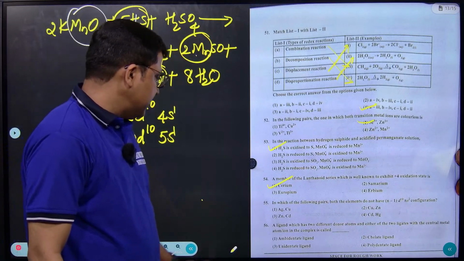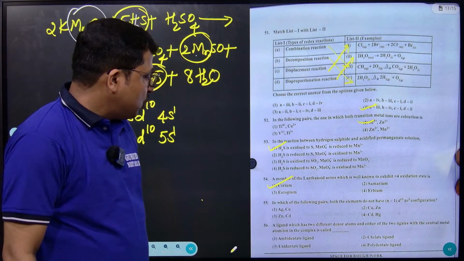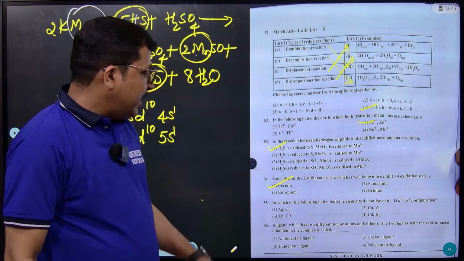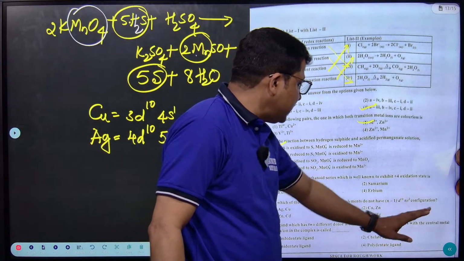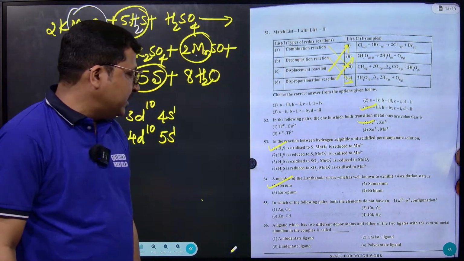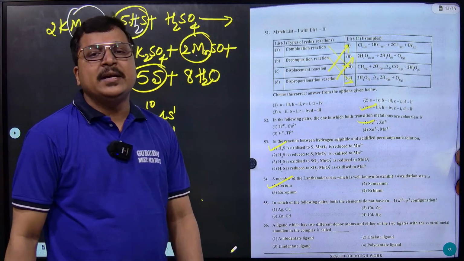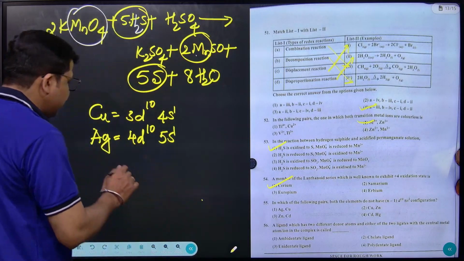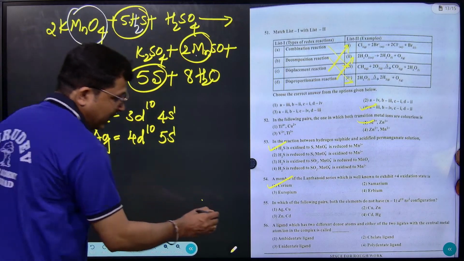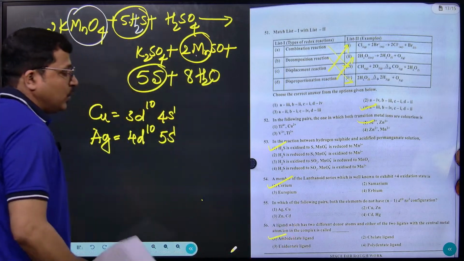And 56th, a ligand which has two different donor atoms and either of the two ligates with the central metal atom or ion in the complex is called an ambidentate ligand, because it can donate from either one of the two ligating atoms.